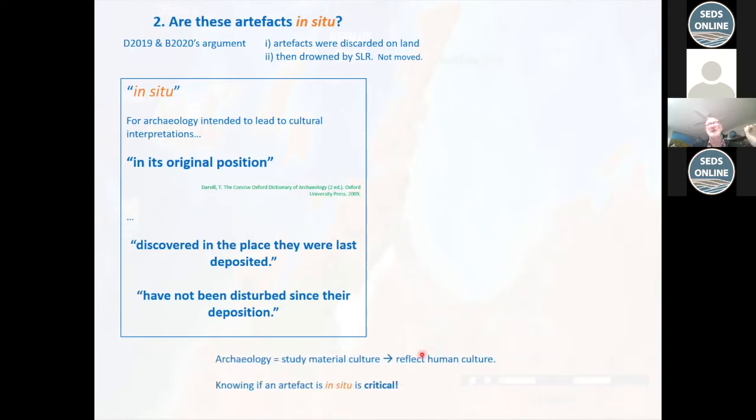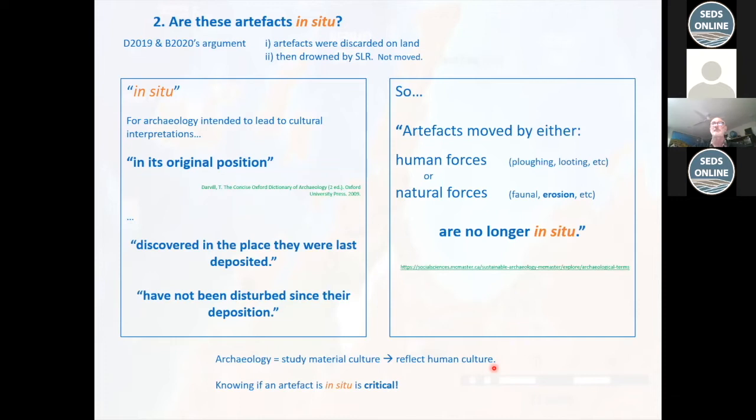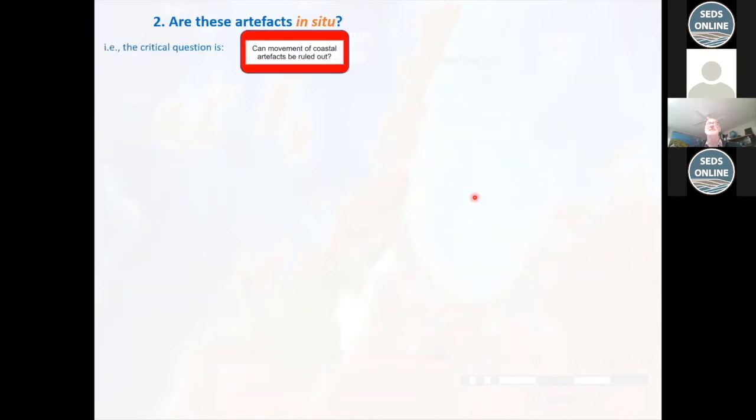So the key here is that the study of material culture is then used to reflect human culture. So we need to be able to rule out the fact that these artifacts have been moved. If artifacts have been moved by either human forces or by natural forces, then they're no longer in situ. I'm sorry, that's probably no news to you whatsoever, but it's important to realize the significance to the archaeological community. So the critical question is, can movement of the coastal artifacts be ruled out?